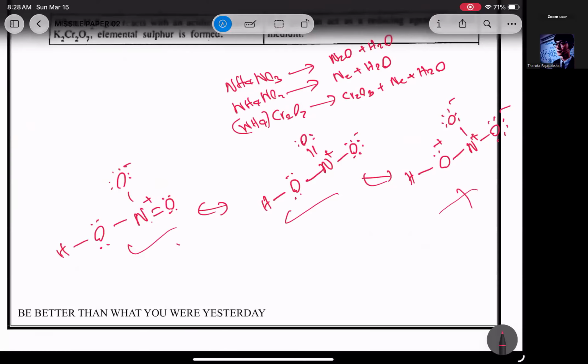So when you consider these two, we can draw the resonance hybrid. The resonance hybrid will look something like this.